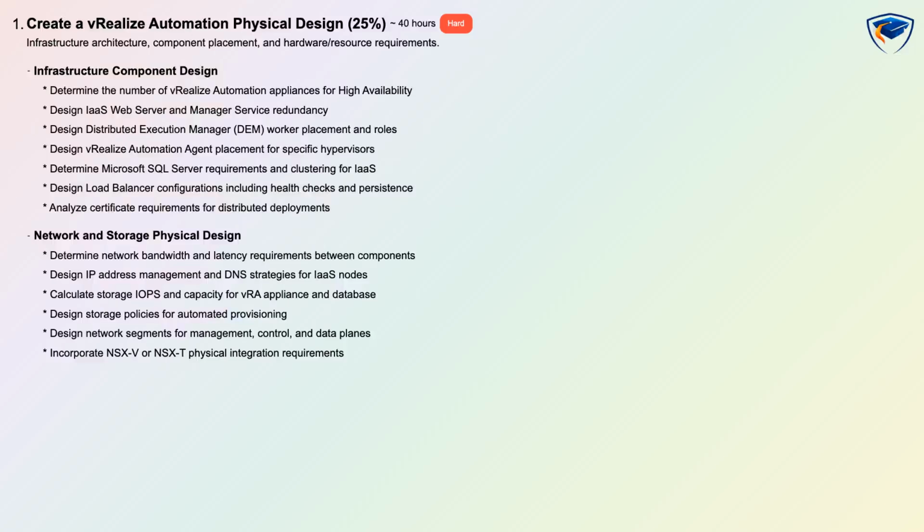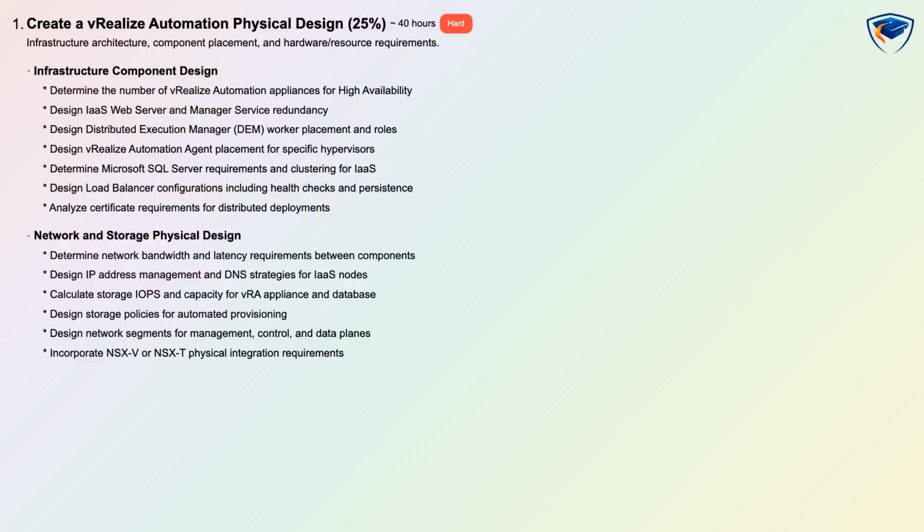Let's start with the first domain, Create Realize Automation Physical Design. This domain focuses on infrastructure architecture, component placement, and hardware or resource requirements. In this domain, you'll learn to design IaaS web server and manager service redundancy, distributed execution manager worker placement and roles, vRealize automation agent placement for specific hypervisors, Microsoft SQL Server requirements and clustering for IaaS, load balancer configurations including health checks and persistence, and certificate requirements for distributed deployments.